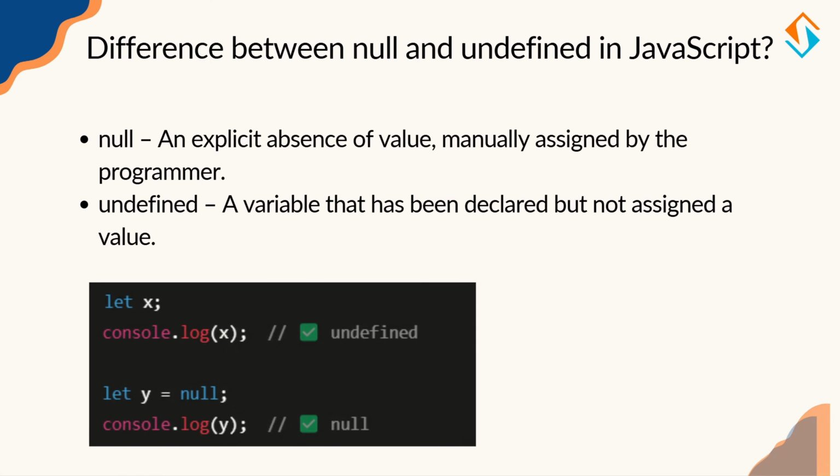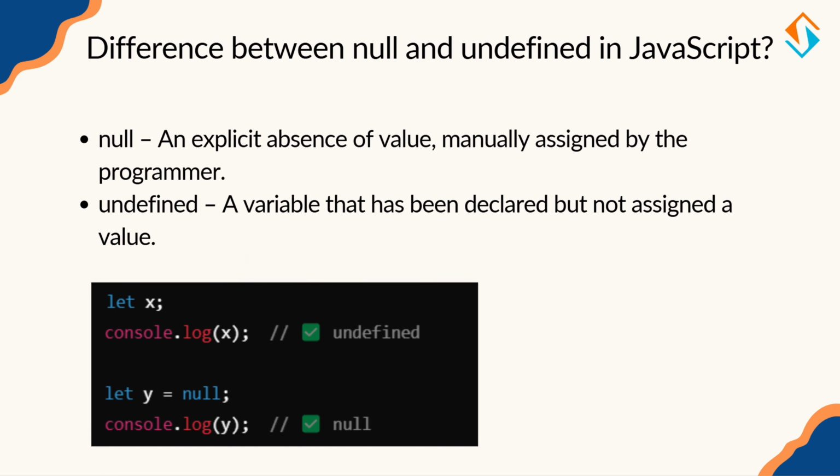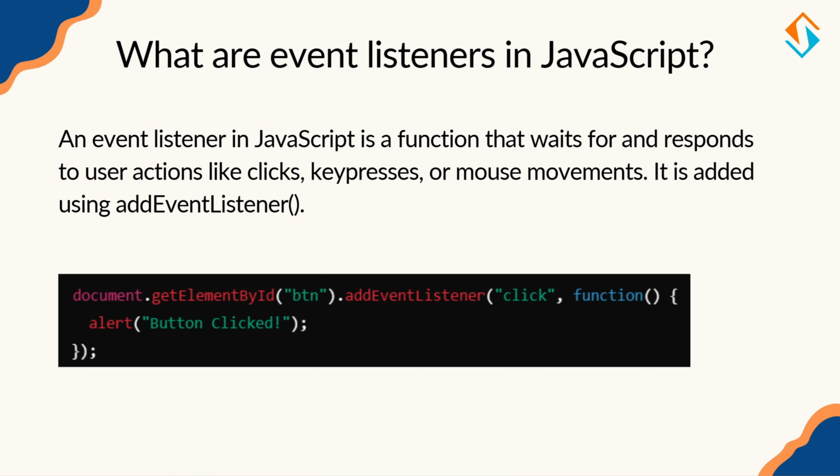So our next question is the difference between null and undefined in JavaScript. These two seem similar but have different meanings. Okay. Null means nothing. It is intentionally set to be empty. And undefined means that the variable exists but has no value assigned. So here I have given an example. Think of null as an empty box and undefined as a missing box. Our next question is, what are event listeners in JavaScript?